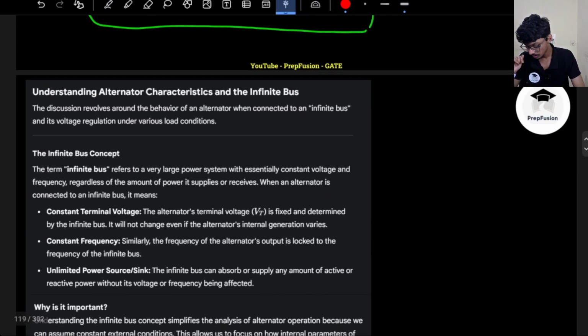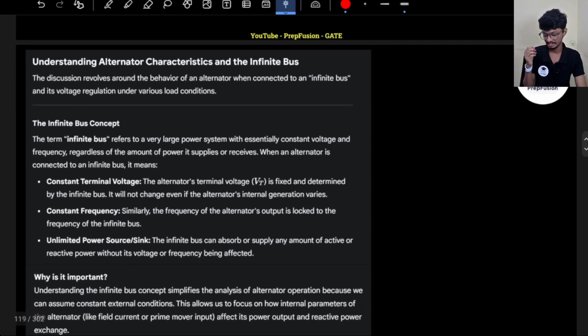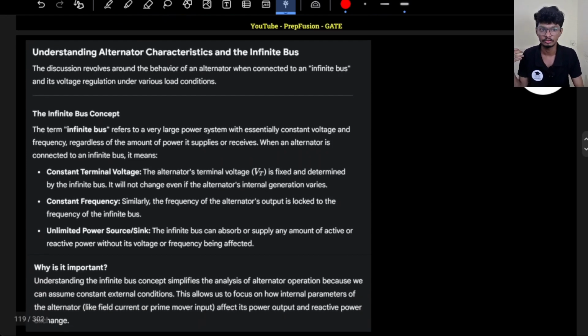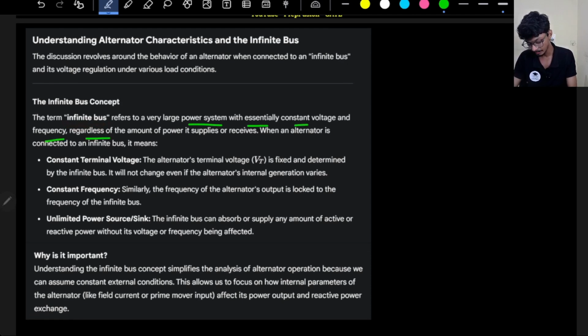Now let's try to understand what infinite bus means. Although I've explained a bit, I have not totally gone into exactly what infinite bus means. The term infinite bus refers to a very large power system with essentially constant voltage and frequency regardless of the amount of power it supplies or receives. So basically it is just like a voltage source.